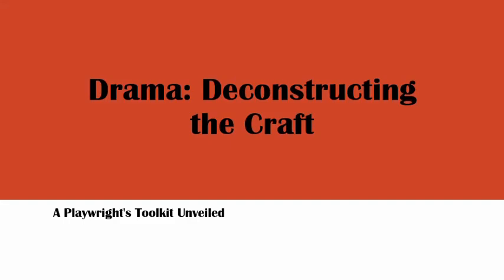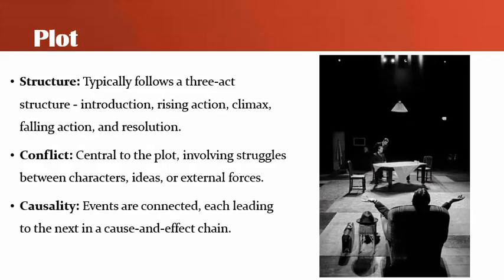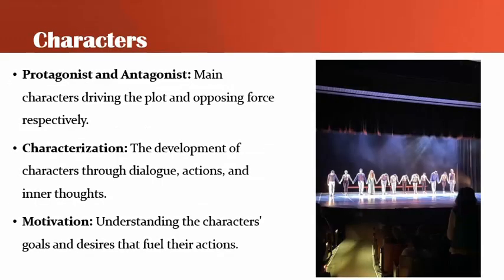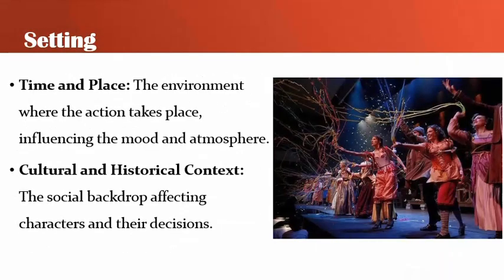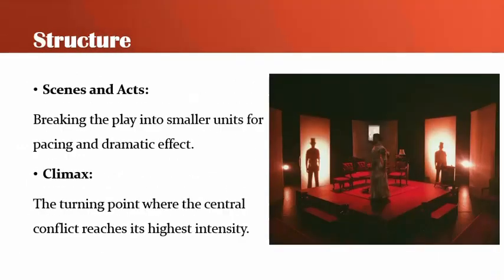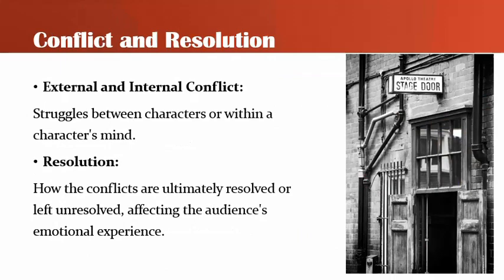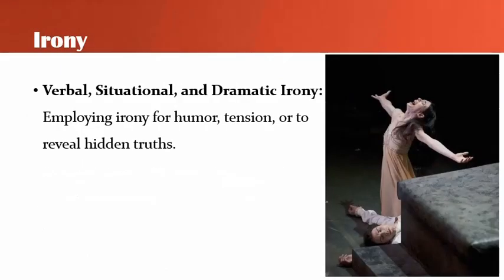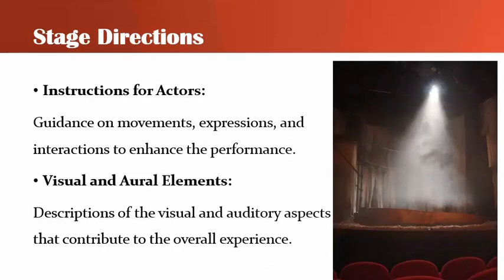So let's go through it once again, just the titles. First one is plot. It is the most important part of a drama. And then characters, dialogue, setting, theme, symbolism, tone and mood, structure, conflict and resolution, suspense and foreshadowing, irony. In irony itself, there are three: verbal, situational, and dramatic irony. Stage directions will be there. So these are the major components of a drama, or while writing a drama.